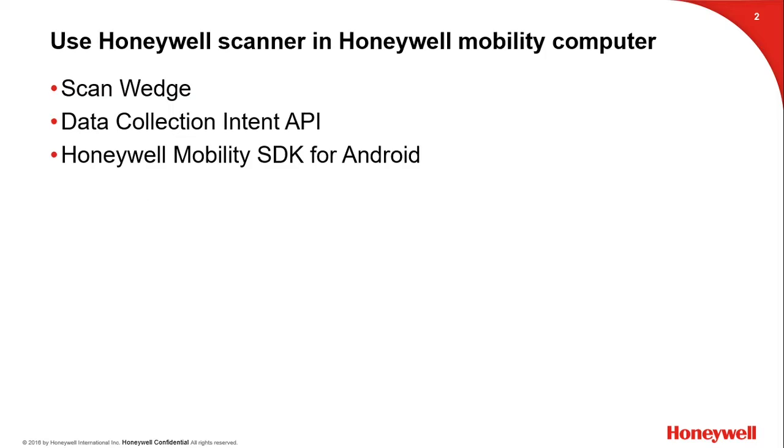Honeywell provides three ways of getting scan data into your application. The simplest way is the scan wedge, which is built into the Honeywell mobile computer, so you treat the scan as a keyboard entry into your application. Next, you can integrate data collection intent with the Intent API. This does not require an SDK, but basically calls an Android intent. Last but not least, Honeywell provides the Mobility SDK, which allows you to have full control of the scan engine, including formatting of the scan data.